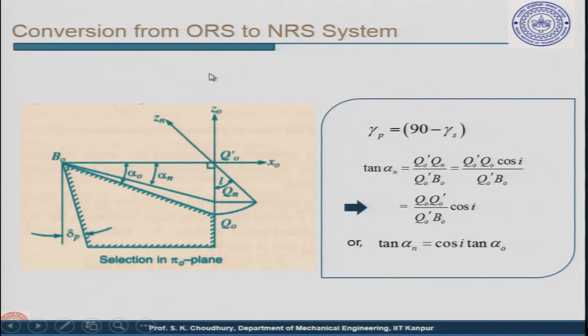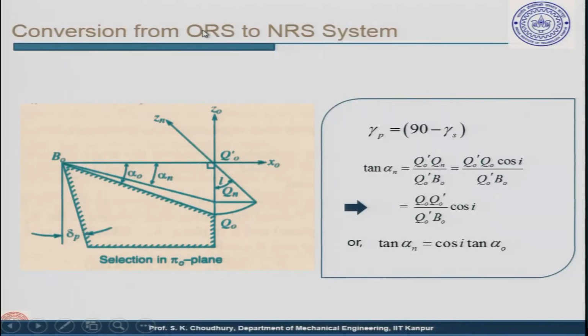Similarly, we can convert the ORS system to the NRS system, that is, the orthogonal rake system to the normal rake system. For that, there is an interesting phenomenon that we can use, because mostly it is the rake angle which is important. So, let us say that we will convert the rake angle, and other angles will follow.